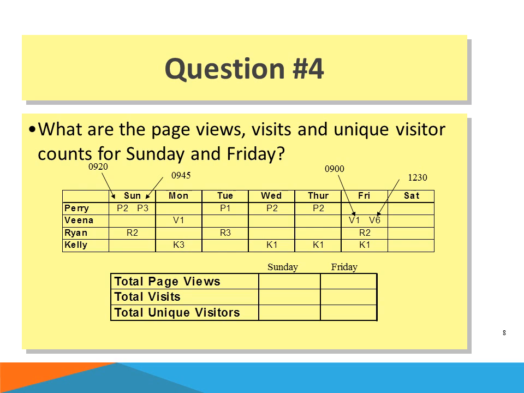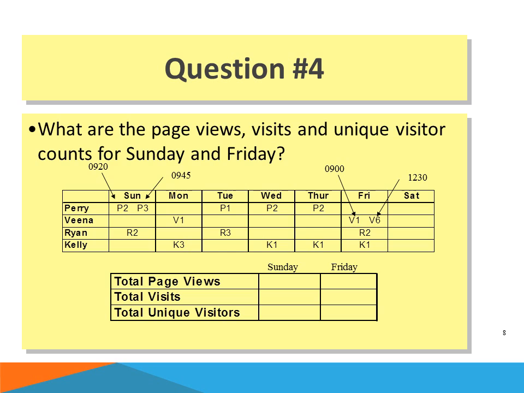So let's pretend that on Sunday, Perry was there, but I forgot he was there at 2 different times. He was there at 9:20, viewed 2 pages, and he came back at 9:45 and viewed 3, and Ryan was there and viewed 2 pages. So what's total page views for Sunday? Well, Perry had a total of 5, Ryan 2, so a total of 7.